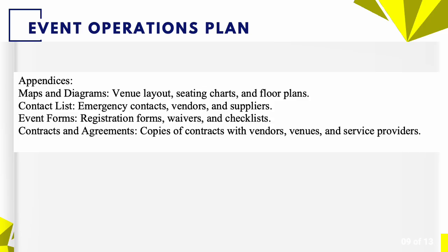Then, the event forms, the registration forms, waivers and checklists, contracts and agreements, the copies of the contracts with the vendors, venues, and service providers. So, just photocopy them. It is included in our event operations plan.